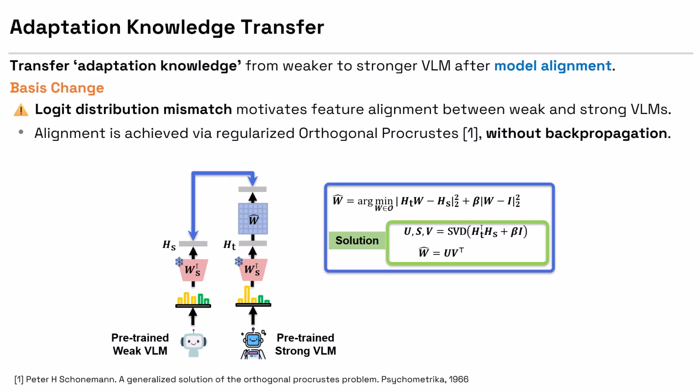After adaptation knowledge extraction, we transfer the learned adapter to the strong model. A key challenge in this process is the logit distribution mismatch between weak and strong models, since TransMiter is trained on the input distribution of the weak model. We address this issue by performing linear alignment between the input feature distributions of the weak and strong models using a closed-form solution known as orthogonal Procrustes. This alignment is performed without backpropagation, enabling efficient transfer of adaptation knowledge.